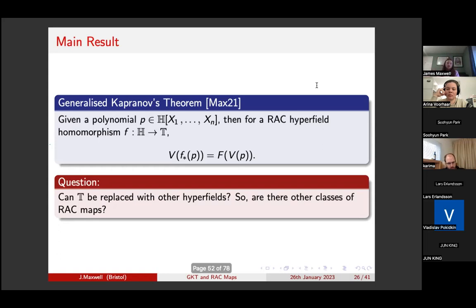It was a nice breakthrough to say that we can actually state Kapranov's theorem in this more general setting, where we loosen the restraints on the maps rather than just using valuations and tropicalization. This was nice, but there's always room for improvement and more generalization. So we asked, can T be replaced here with other hyperfields? Instead of relying on going to the tropical hyperfield, like a tropical semiring, can we say something more general? Are there more classes of RAC maps?